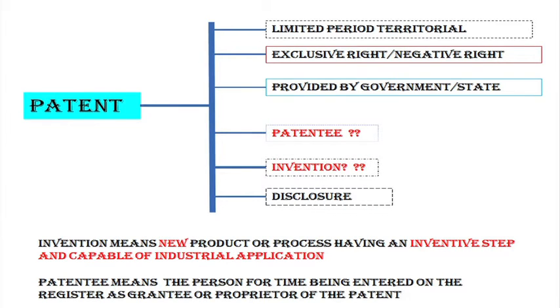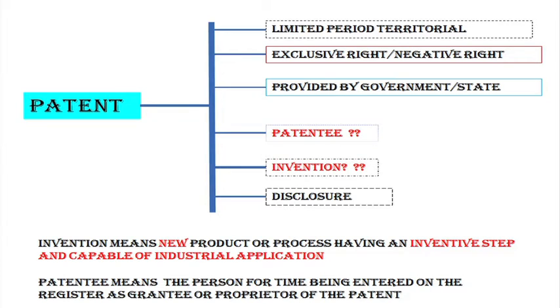Okay. So, now we got the idea of the three parts: limited period, territorial, exclusive right slash negative right. Negative means to prevent others. So, here intellectual property rights have been cast in the form of negative rights, meaning the patentee will prevent others from using his invention without his permission.